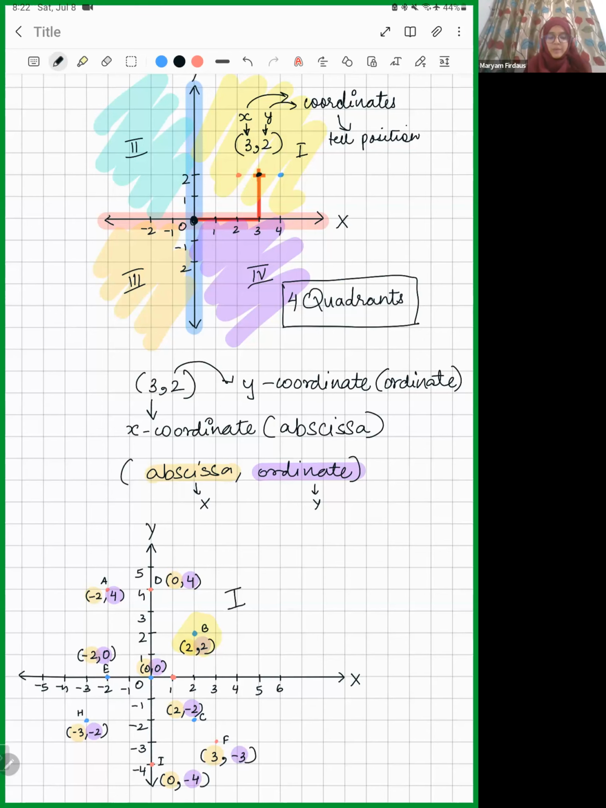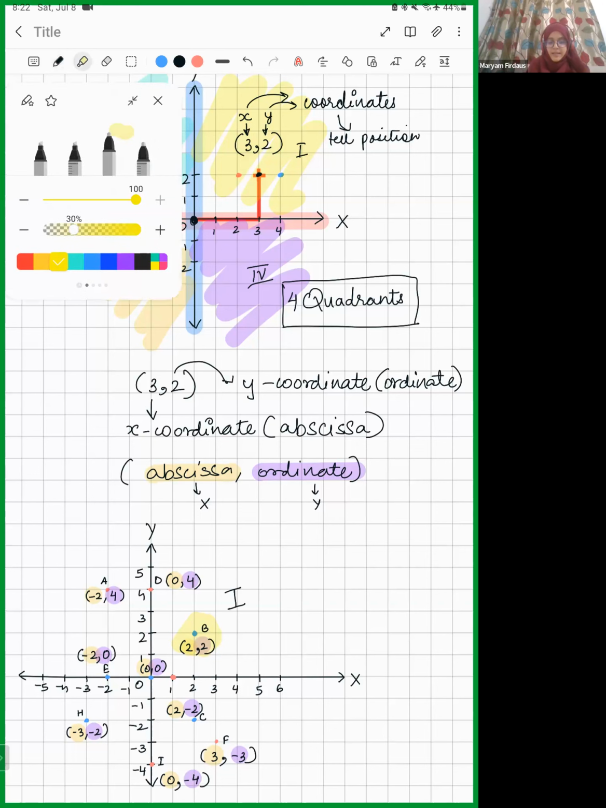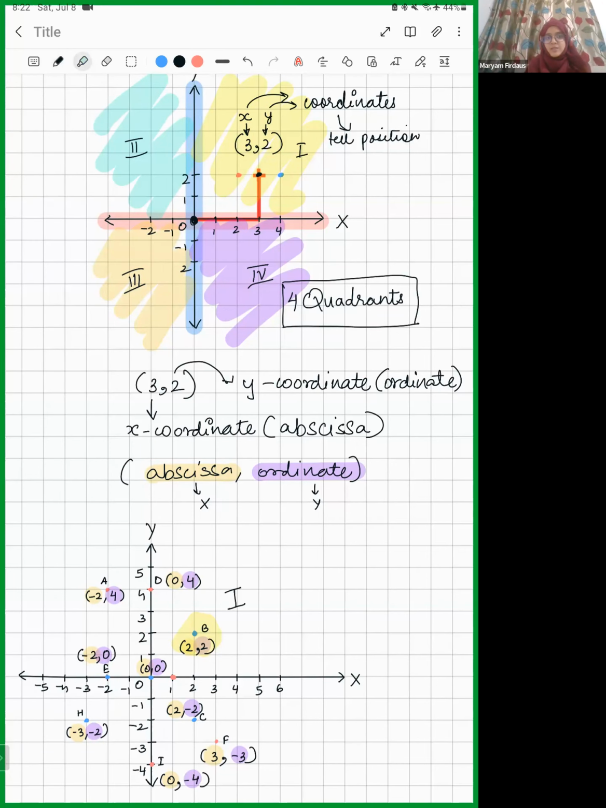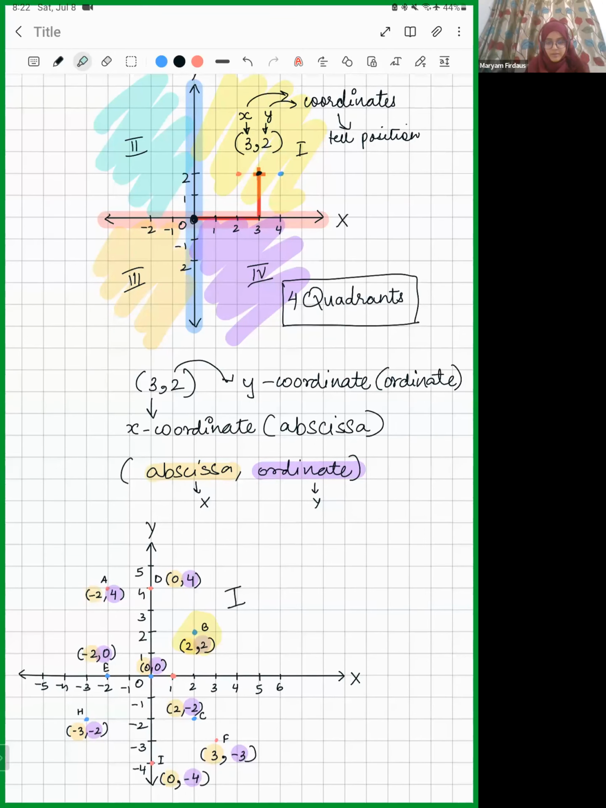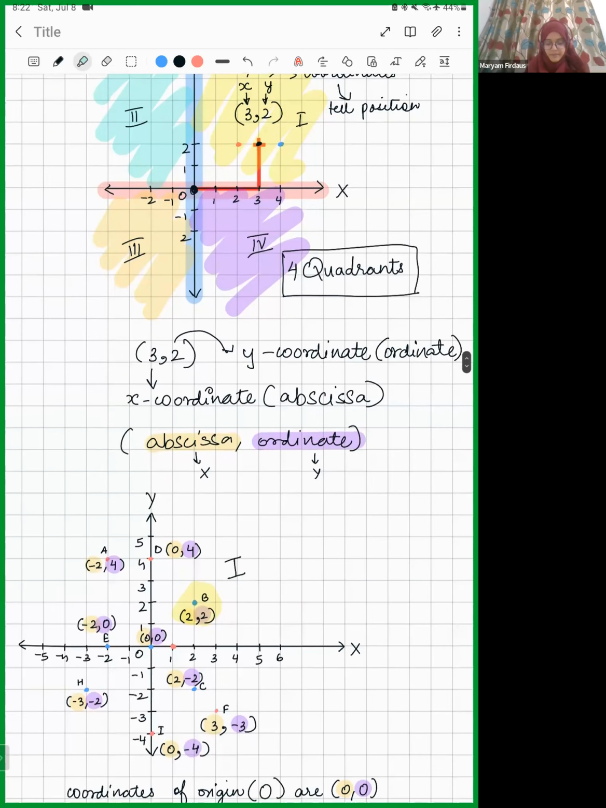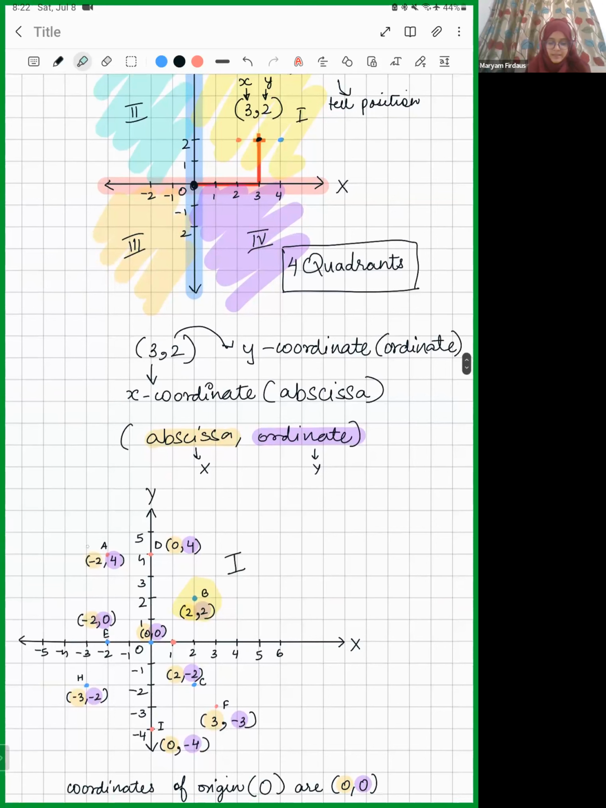Abdul Rahman, can you tell me which point is in the second quadrant? A and E. E is in the second quadrant. No, E lies on the x-axis. E is not in the second quadrant. So only A is in the second quadrant. Okay.